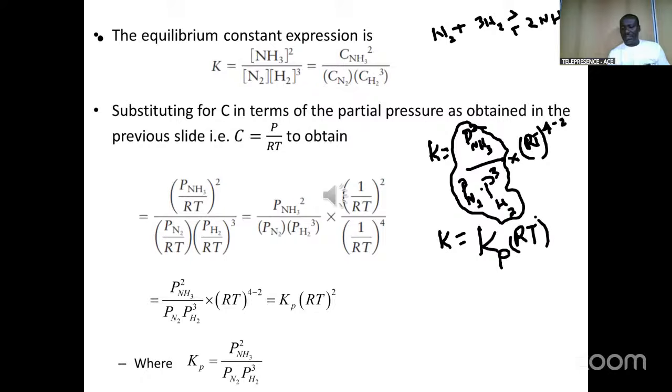Now, let's have a look at this carefully. Here, the number of moles is 2. The number of moles here is 1 plus 3, that is 4. So we have 4 to 2. And the change in number of moles, therefore, will be equal to number of moles of products minus number of moles of reactants. In this case, it's going to be minus 2.